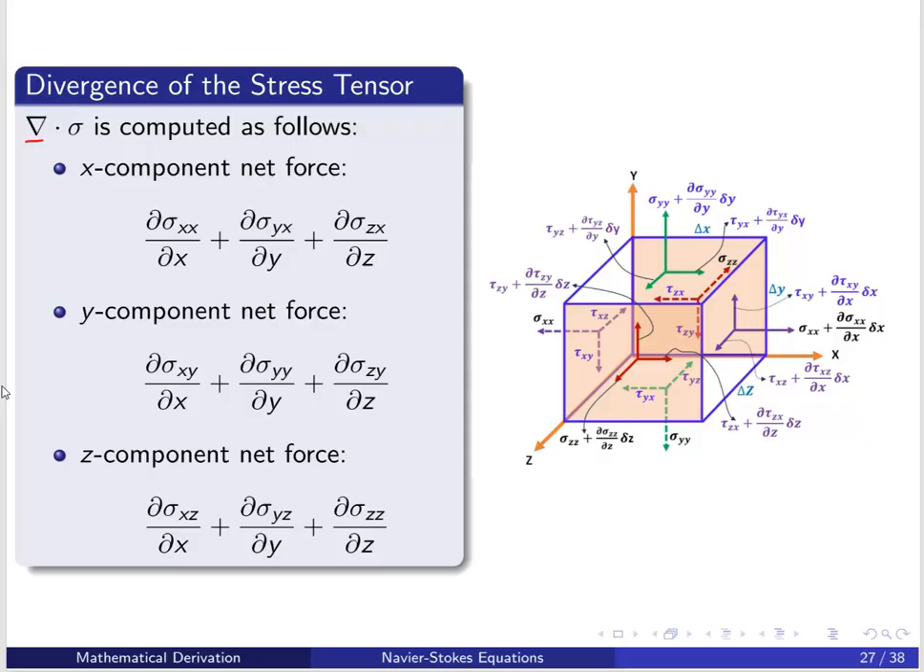If we take all together, that will be the divergence of the stress tensor. So the divergence of the stress tensor is computed as follows, giving the x component, y component and z component. Here we are considering only the x component; in a similar way, we will get the other components also.